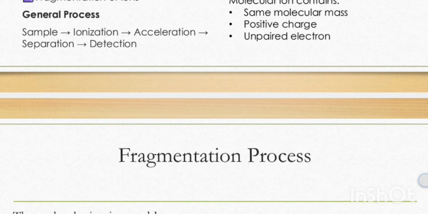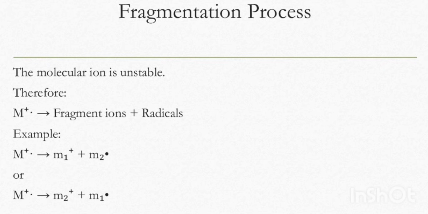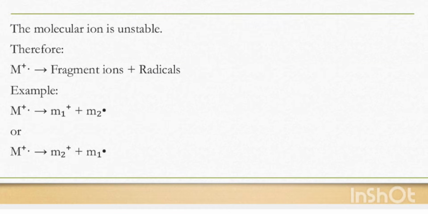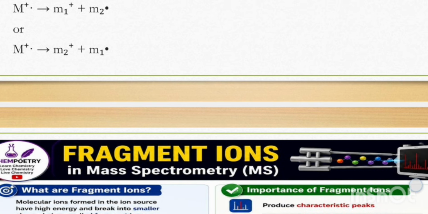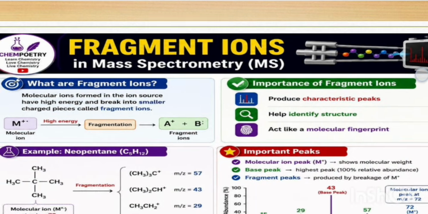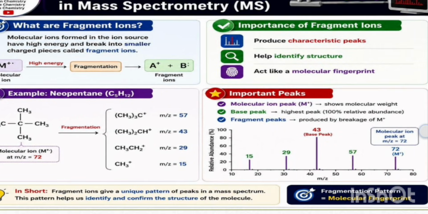After formation, the molecular ion is often unstable. To achieve stability, it breaks into smaller pieces. This process is known as fragmentation. The molecular ion can produce a positively charged fragment ion and a neutral radical. For example, M positive radical can break into M1 positive and M2 radical, or it can break into M2 positive and M1 radical. Only the charged fragments are detected by the instrument. Neutral radicals are not detected. Different compounds produce different fragmentation patterns, which become very useful for identification.